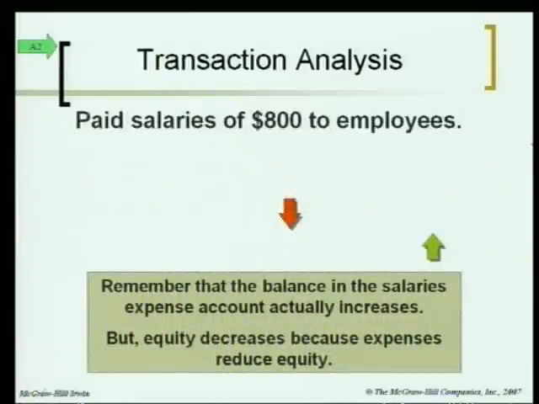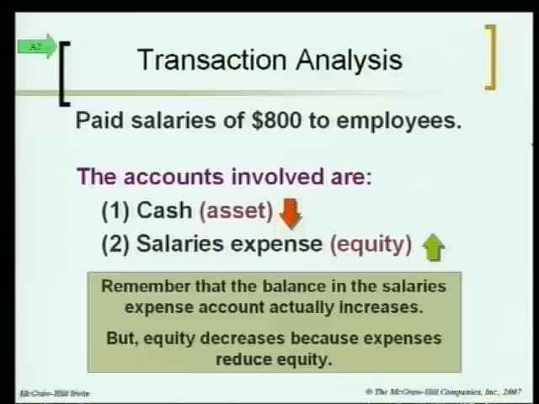Now I want to think through this one. We paid salaries of $800 to employees. Okay, how is this going to look? Well, let's talk through this. Cash goes down by $800, right? Because we had to give that $800 out to our employees. And salaries expenses goes up. Okay? Salaries expenses goes up. Now, expenses are one of those things that cause equity to go down, right?